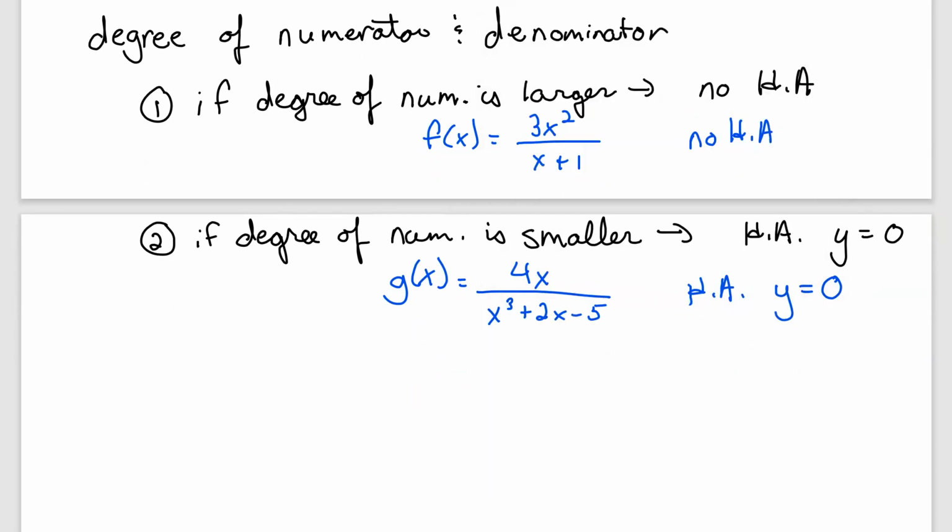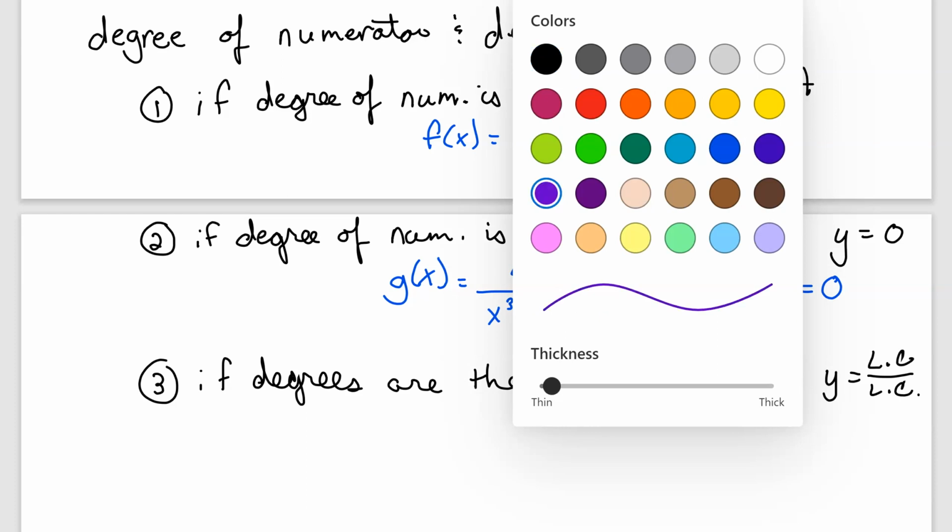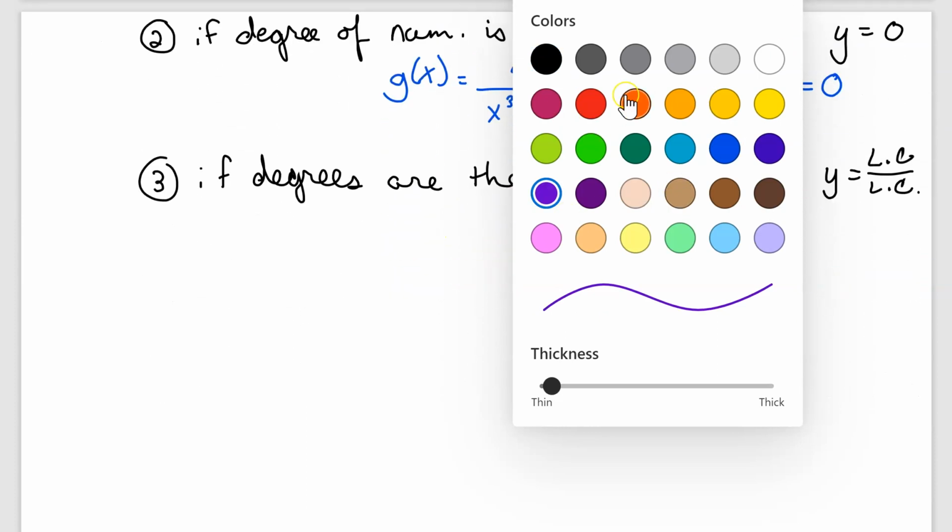My third option is if the degrees are the same. If the degrees are the same, then the horizontal asymptote will be at y is equal to leading coefficient divided by leading coefficient. And I'm going to do a couple of examples of this one.